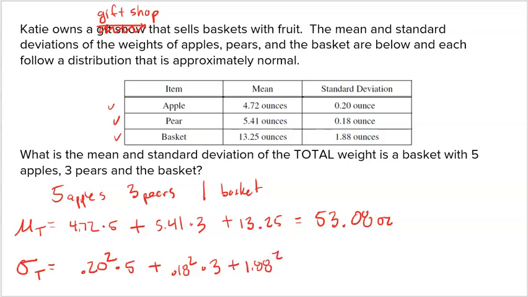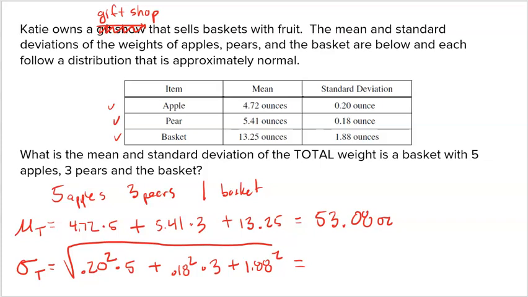So I can only combine variance. So I got 5 apples of variance, 3 pears of variance, 1 basket of variance. And then I need to put a giant square root around all of that to get my grand total back to standard deviation. So just make sure that when you type this in, it's all inside the square root. One common mistake kids will do is they'll square the 5. No, don't square the 5. The 5 is just representing that you have 0.2 squared 5 times. Then I got 0.18 squared times 3, and then I got the 1.88 squared. That's the variance of my basket.